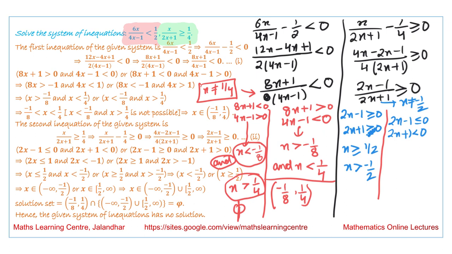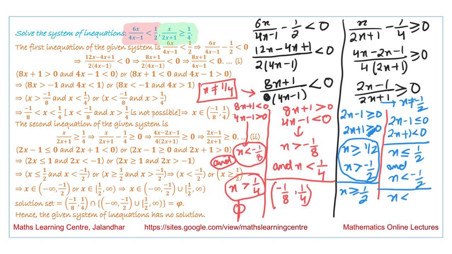So the common region in both these cases is the intersection of these two, so that will be x is greater than equal to 1 by 2, and in this case we will have x is less than equal to 1 by 2. From the second equation, x is less than minus 1 by 2, so the answer is x is less than minus 1 by 2. The union of both these regions will give us minus infinity to minus 1 by 2 union closed interval 1 by 2 to infinity.